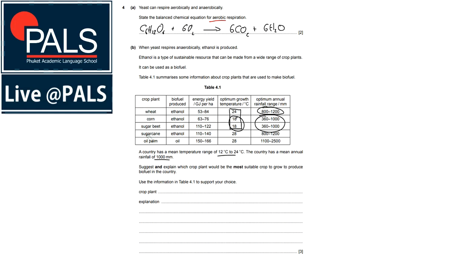or sugar beet. I would probably go for the sugar beet actually, because it has the highest energy yield in gigajoule per hectare as well, which is double that of wheat and higher than corn as well. So although the rain might be a little bit too high for wheat, the temperature might be a little bit too low. So therefore it makes most sense to go for the sugar beet. So let's say sugar beet.